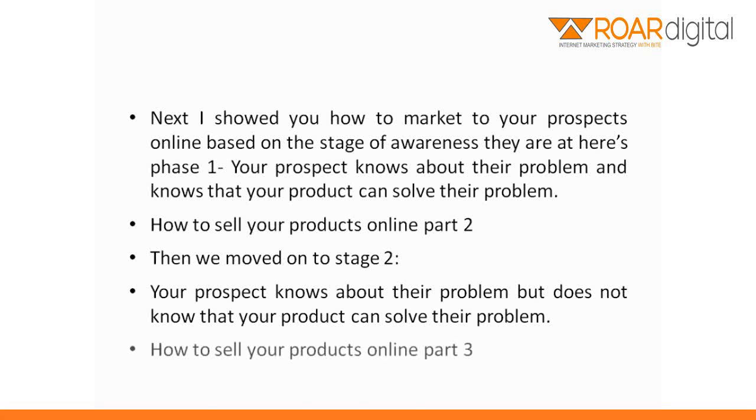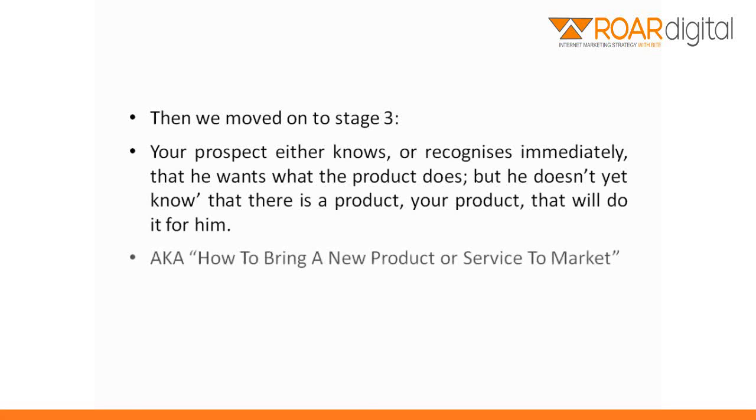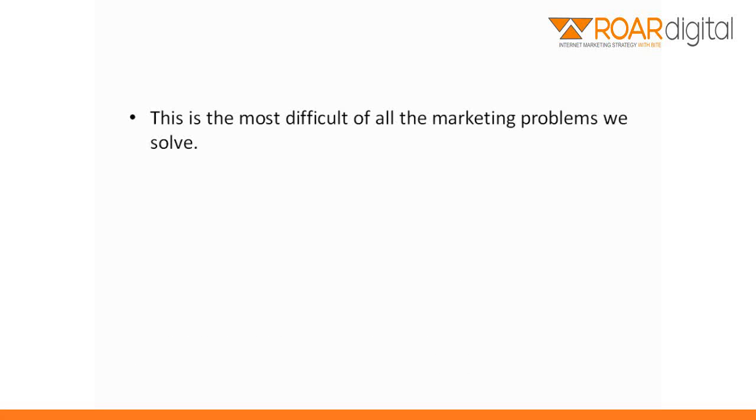Then we moved on to stage 3. Your prospect either knows or recognizes immediately that he wants what the product does, but he doesn't yet know that there is a product, your product, that will do it for him, aka how to bring a new product or service to market. Now we come to the final phase 5, how to create a new market category. This is the most difficult of all the marketing problems we solve.